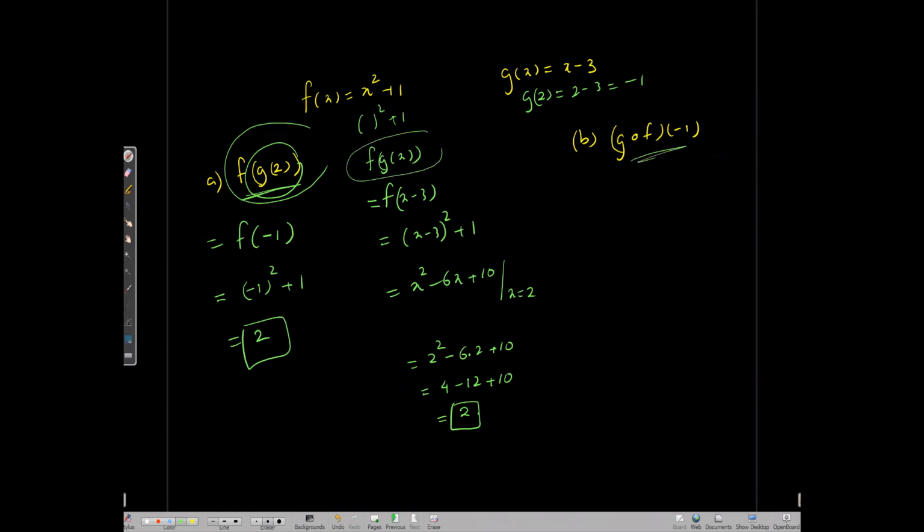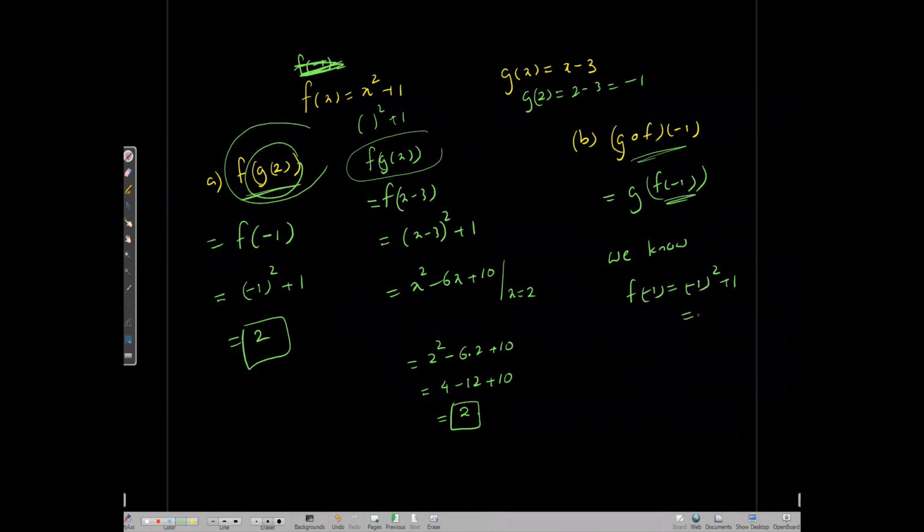Let's deal with this one. So g of f of negative 1. What you first need to do is find this guy, f of negative 1. We know f of negative 1 equals negative 1 squared plus 1, which is 2. So g of f of negative 1 is g of 2, which is 2 minus 3. The answer is negative 1, right?